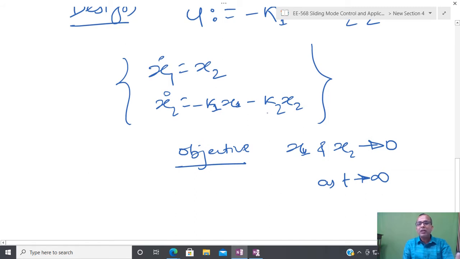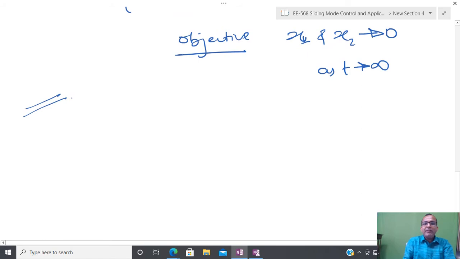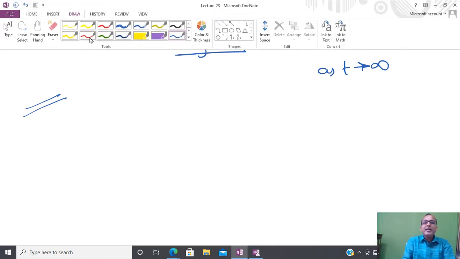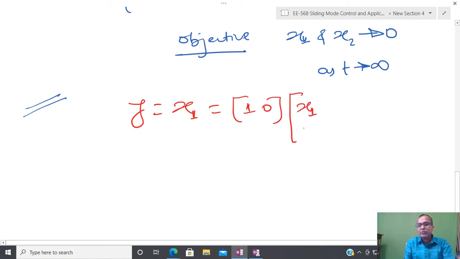So I have a well-established method to select at least one pair of gains such that I can fulfill this objective. Now try to assume the second situation. Second situation: I have just information of x1, and I am assuming that I have no way to measure the second information. So I have just information of x1. You can also write this as [1 0] multiplied by [x1 x2].